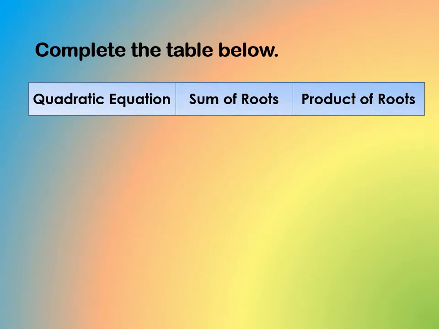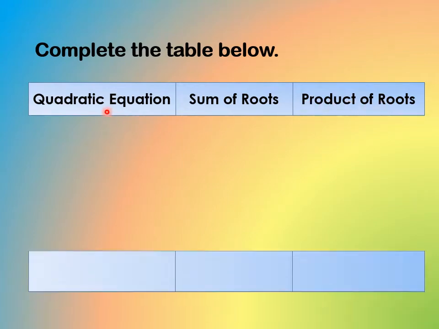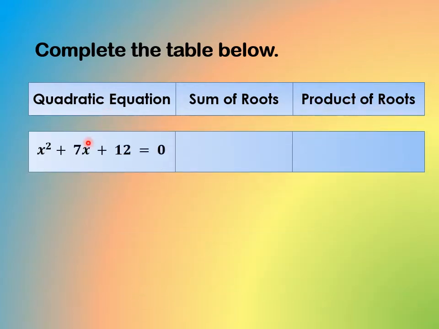Let's complete the table. Okay, we have the sum of roots and the product of roots of the given quadratic equation. Okay, kung babalikan natin kanina, si x squared plus 7x plus 12 is equal to 0, ano yung roots nila? Negative 4 and negative 3. Okay, very good. So, pag inadd natin yung negative 4 at negative 3, we have the sum of negative 7. Okay?